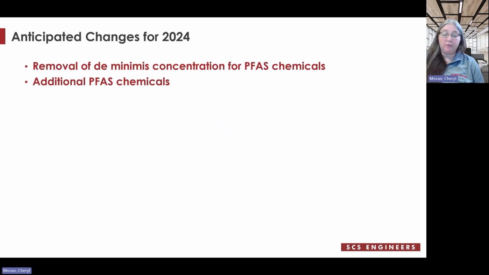Looking ahead to 2024, as of January 1st, 2024, the EPA has removed the de minimis concentration for PFAS chemicals. So you will have to work with your suppliers, make sure you get those supplier notifications. If there's any PFAS in any amount in any of your raw materials or any of your products, you do need to now include that in your calculations for the reporting year 2024 that will be due January 1st, 2025.